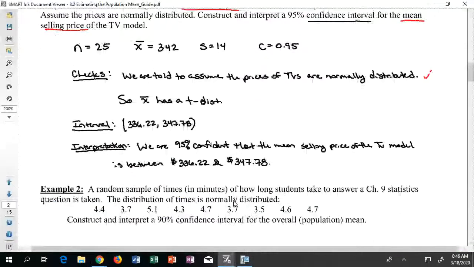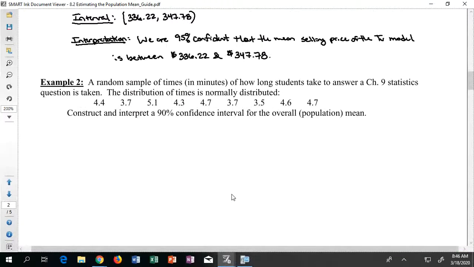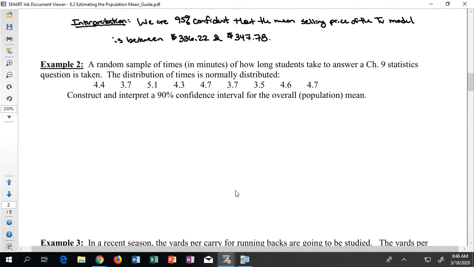Okay, so now we're going to go ahead and take a look here at example number 2 and example number 3. In example number 2, we'll see that a random sample of times in minutes of how long students take to answer a Chapter 9 stats question is taken. The distribution of times, let's say, is normally distributed. And these are all the different times that it takes. So, 3 minutes, 4 minutes, 5 minutes, things like that.